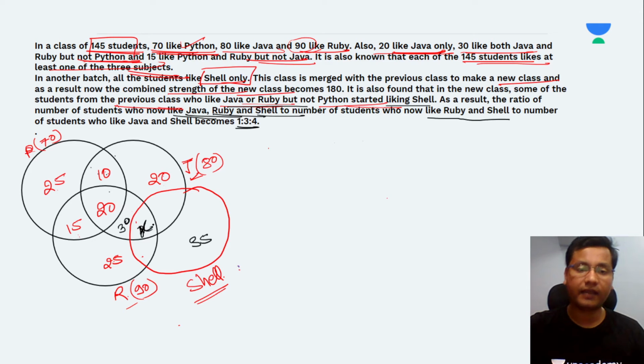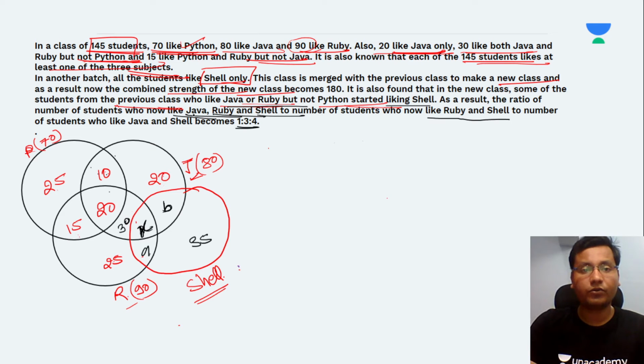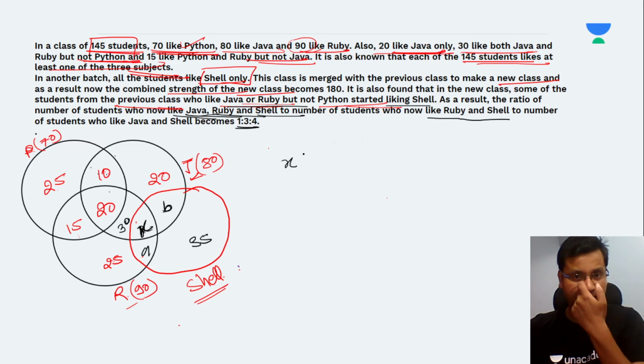So let's say यहाँ पे देखो ये X है. Let's say इसको A दे दो और इसको B दे दो. Let's say A, B. ठीक है. So what is the ratio given to us? The ratio of the number of students who like Java, Ruby and cell. So can I say this is Java, Ruby and cell? So this will be X, Java, Ruby and cell. ठीक है. X is what? X is Java, Ruby and cell. Okay, so this is X is 2.